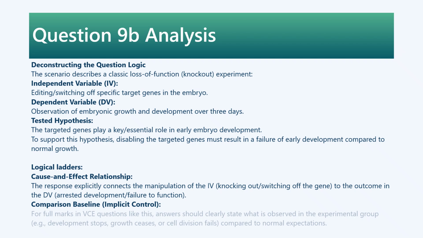Comparison baseline, implicit control. For full marks in VCE questions like this, answers should clearly state what is observed in the experimental group, e.g., development stops, growth ceases, or cell division fails, compared to normal expectations.